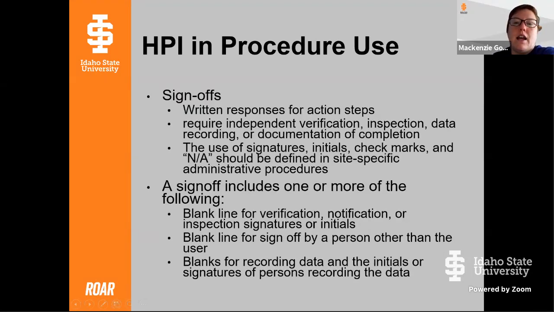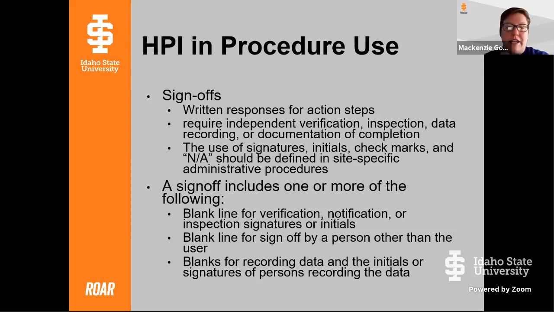Okay. Certain written responses are required at various action steps. If independent verification, inspection, or data recording is required, there will be a place for someone to sign or initial. Okay. So independent verification is a very specific process, and it has to be done correctly to count. And at times, there are actually regulations that require things to be independently verified. It's really important that you understand.